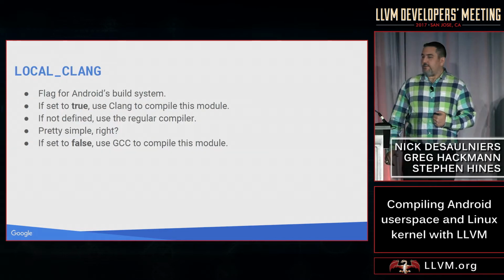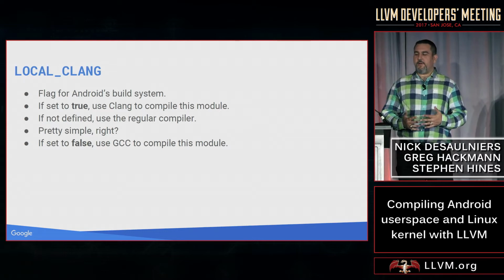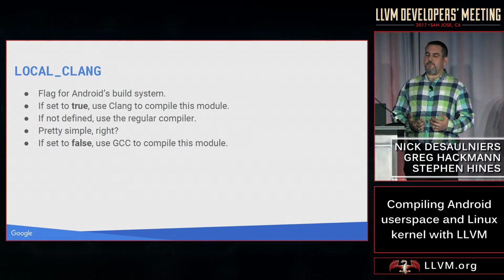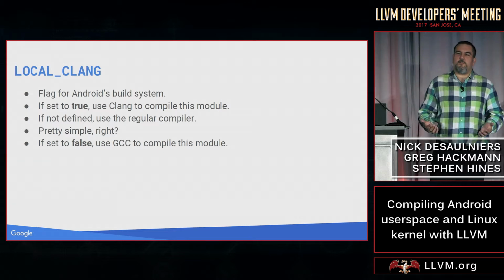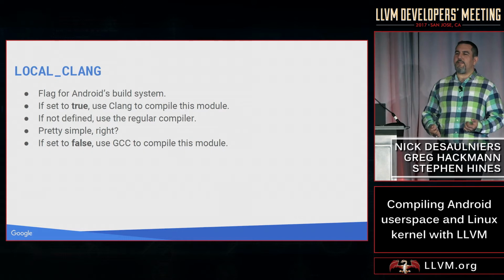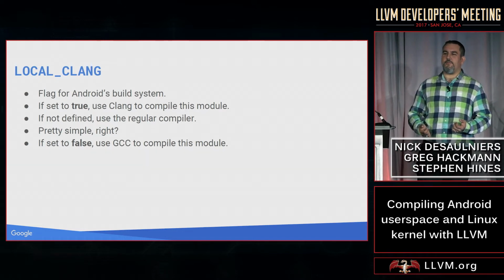As I mentioned, this slide was animated before, but now I'm on a PDF. So local Clang was a flag that we had for the Android build system. If it was set to true, we used Clang for the module. If it wasn't defined, we used the default regular compiler, which was GCC. That was the only thing we had at the time. It seems pretty obvious. And then we said, well, maybe we want the ability to set this to false so that we can actually use GCC to compile this module. We were thinking ahead: what if we want to default to Clang? What if we need the ability to turn it off real fast?